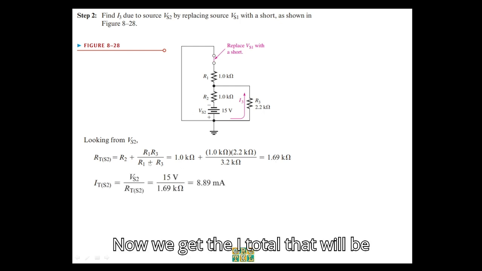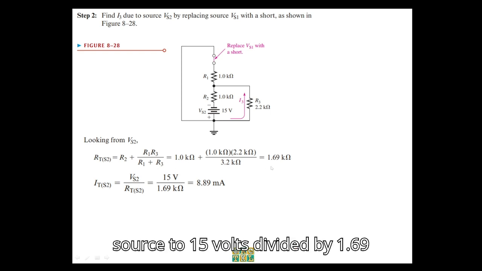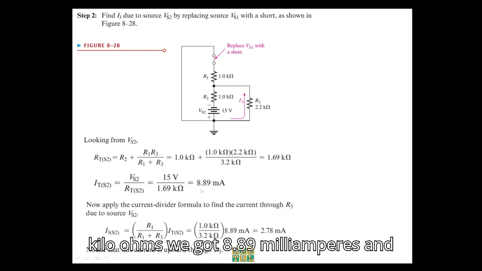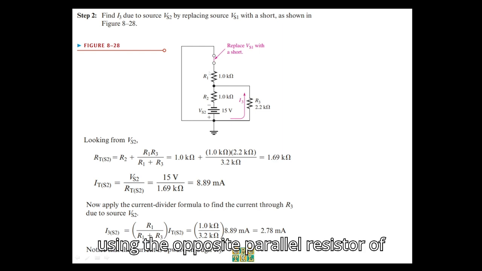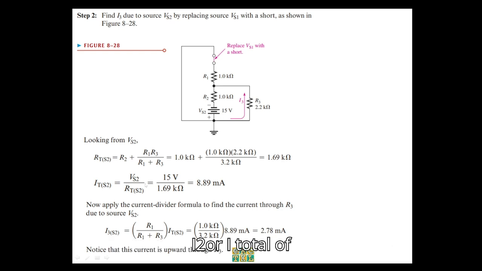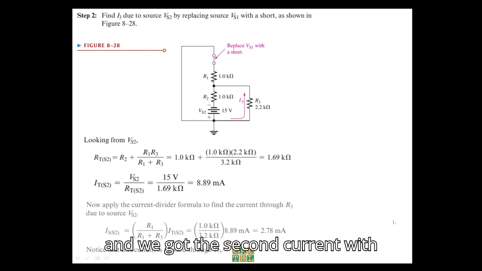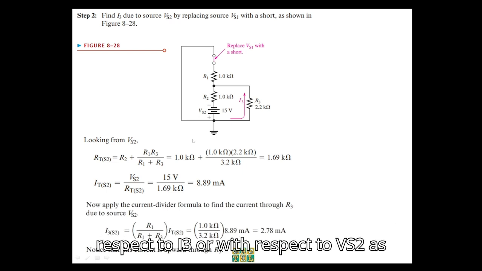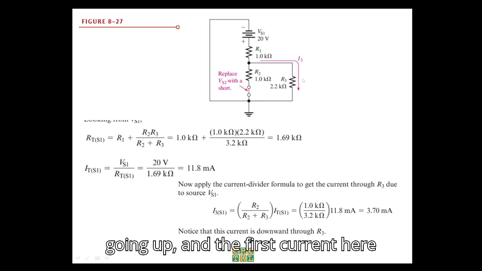Now we get the I total, that will be voltage source over R total. Voltage source 2, 15 volts, divided by 1.69 kilo ohms, we got 8.89 milliamperes. And by the current divider rule, we can get I3 by using the opposite parallel resistor, R1 over R1 plus R3, multiplied with the I total that we calculated here, 8.89, and we will get 2.78. Now, we got the first current with respect to source 1 as 3.7, and we got the second current with respect to VS2 as 2.78. And this current here is going up, and the first current here is going down.